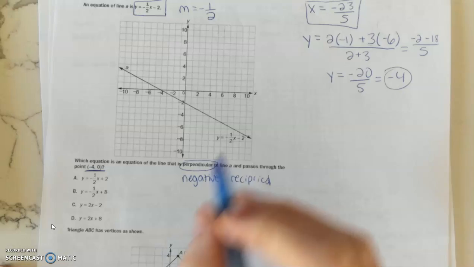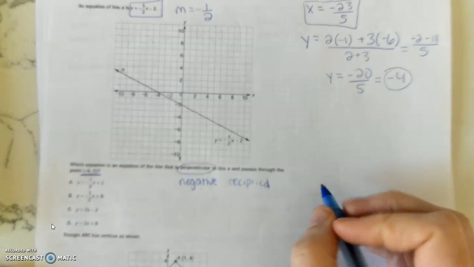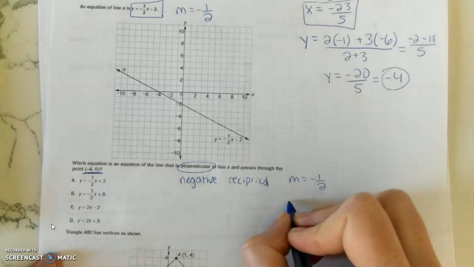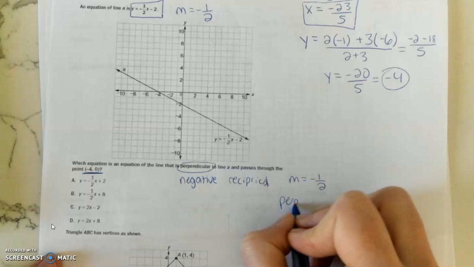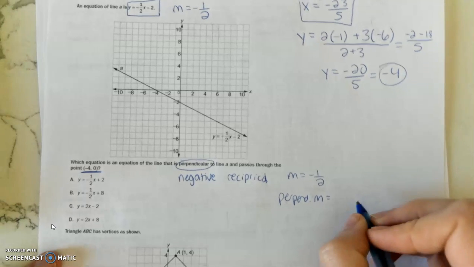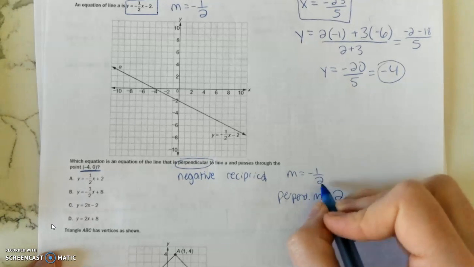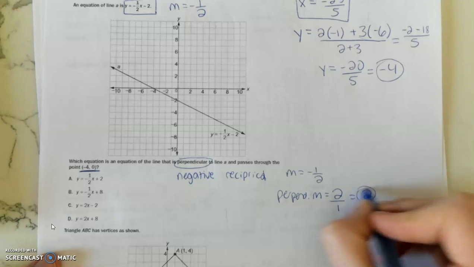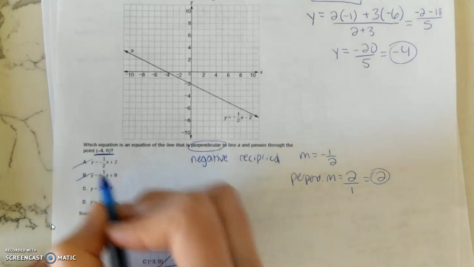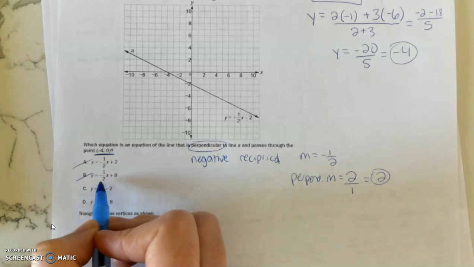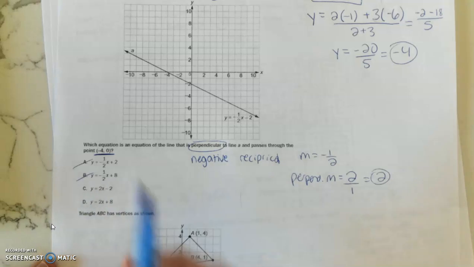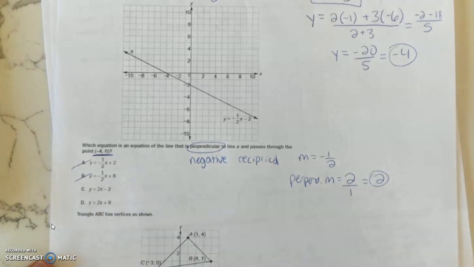So first let's figure out what a perpendicular slope would be. We already said that our m was -1 over 2. So our perpendicular m is going to be, change the sign and flip it. So it's going to be a positive 2 over 1, which simplifies to 2. So I can eliminate A and B. These two lines would be parallel because they have the exact same slope. We want a perpendicular slope, which is option C or D.